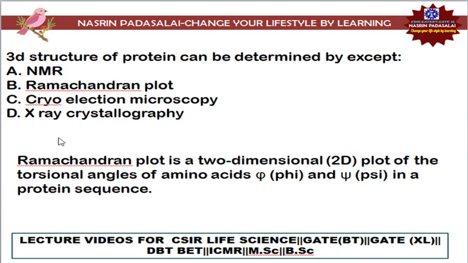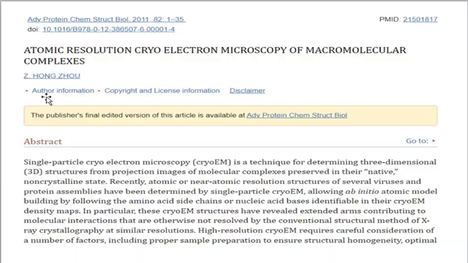So the next, the 3D structure of protein can be determined by all techniques. Which of the following techniques is not employed for determining the 3D structure of protein? The correct answer is Ramachandran plot. You might know that NMR and X-ray crystallography are used for determining the 3D structure of protein, and you might also be doubting cryo-electron microscopy.